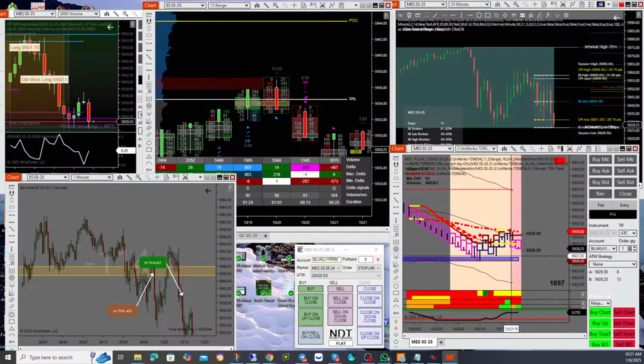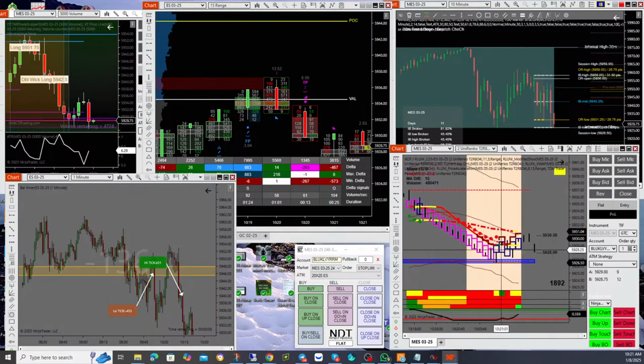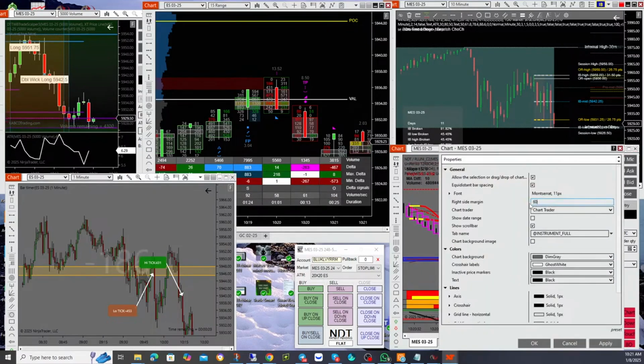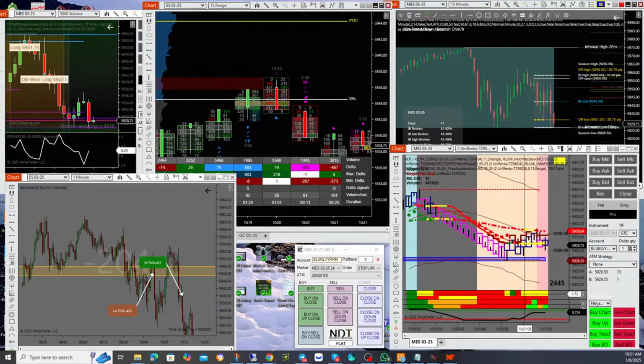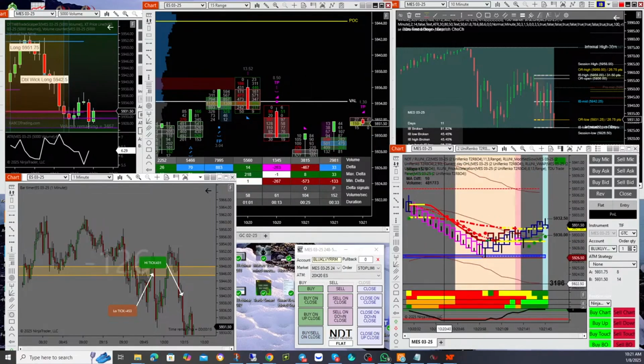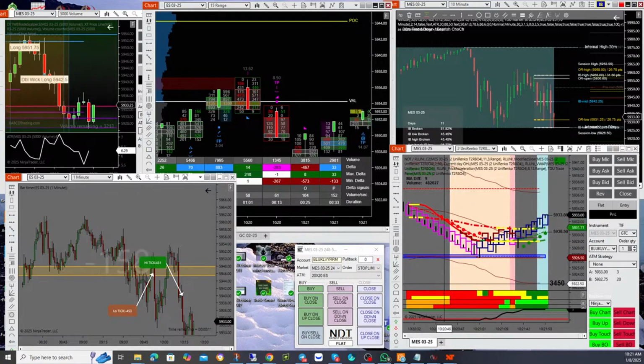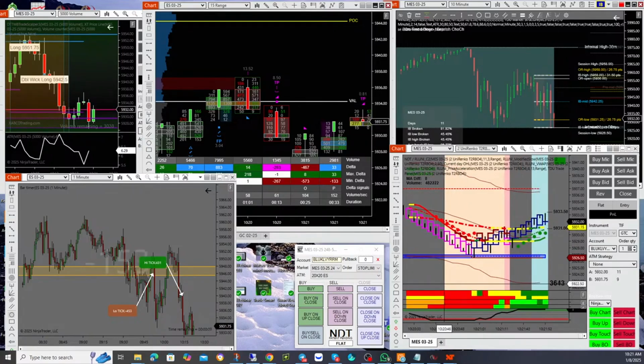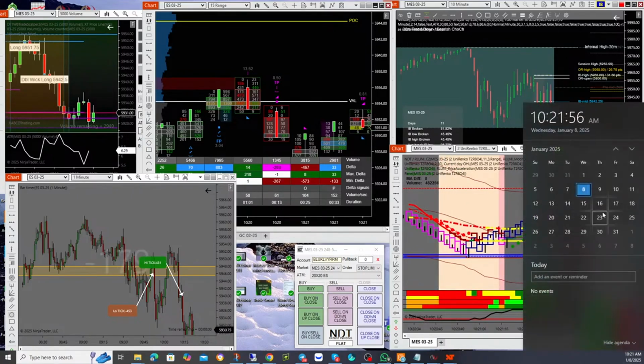A lot of pesky buyers here, but definitely too short, too close to the low of the day to sell it here. 60 for the margin should be fine. Let's see how we do here. But it's 10:21. It's still very early in the market. The initial balance will be formed in a little less than 9 minutes. If you look at the time now, it's almost 22.